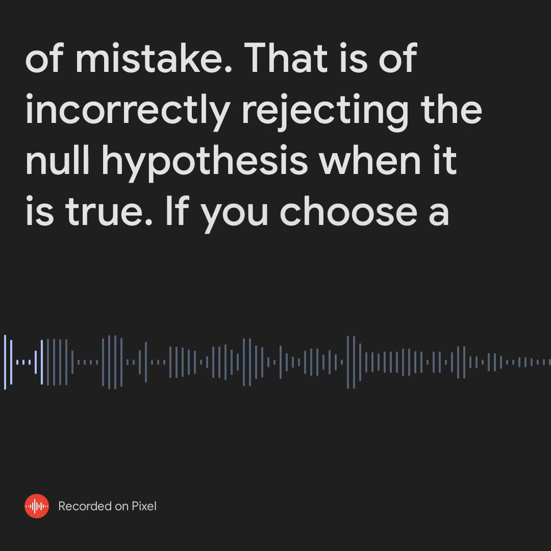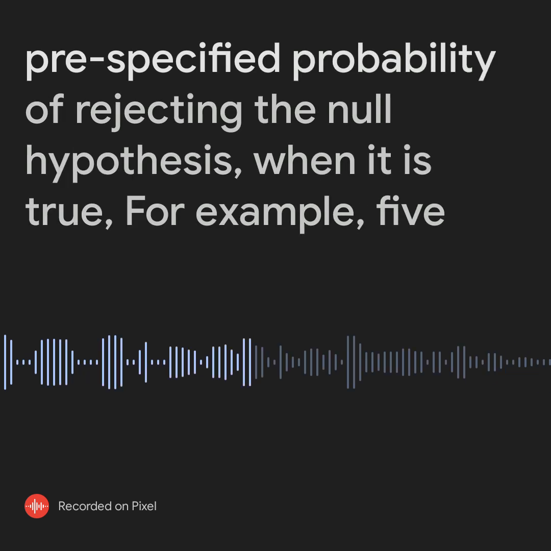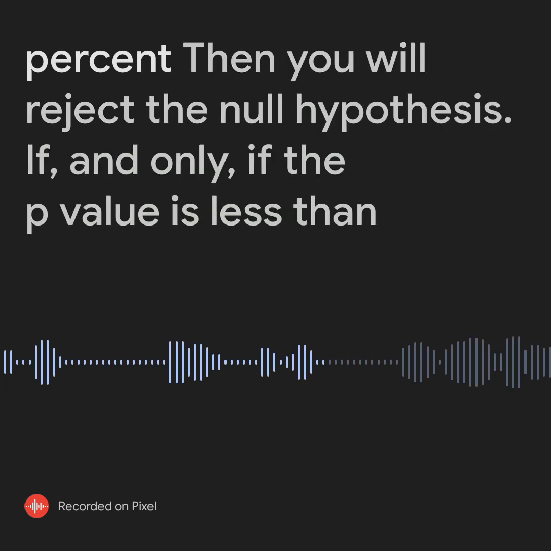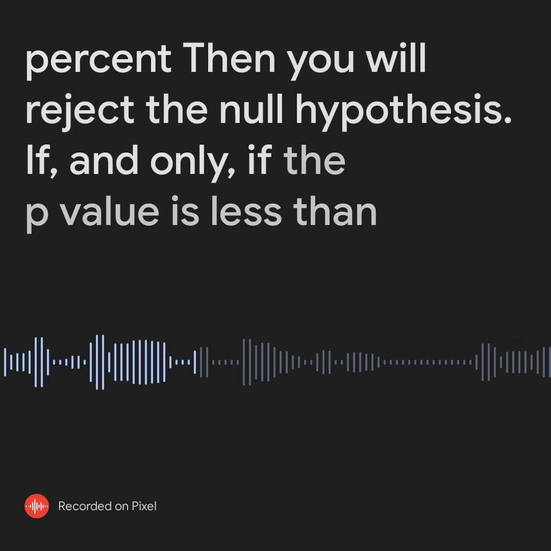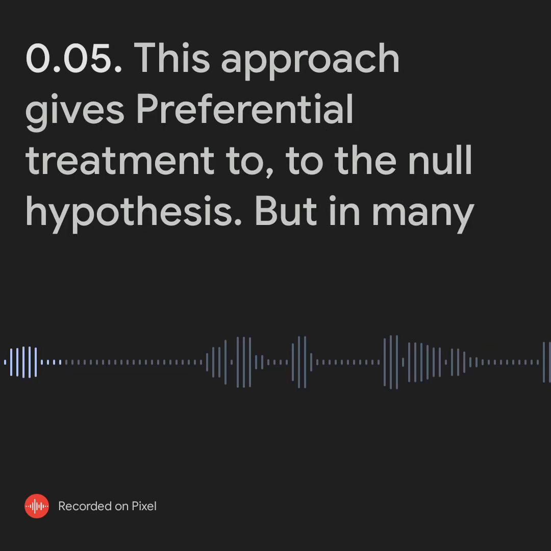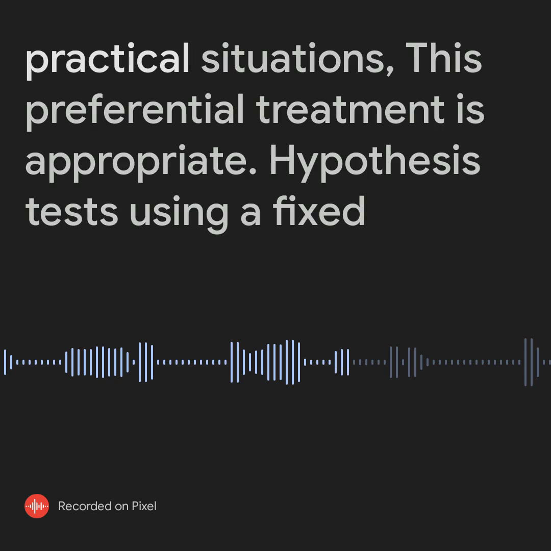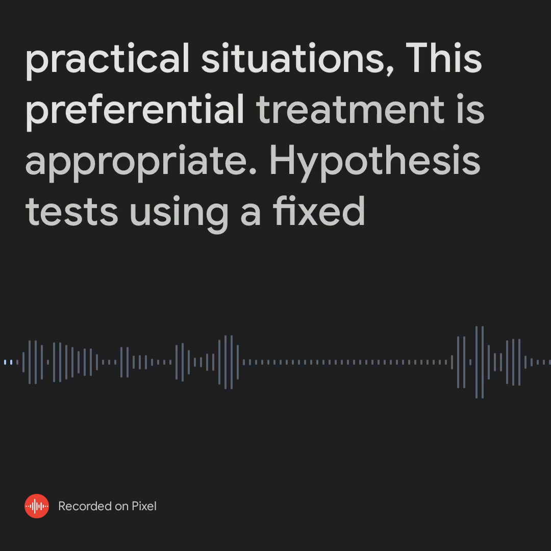If you choose a pre-specified probability of rejecting the null hypothesis when it is true, for example, 5%, then you will reject the null hypothesis if and only if the p-value is less than 0.05. This approach gives preferential treatment to the null hypothesis, but in many practical situations, this preferential treatment is appropriate.